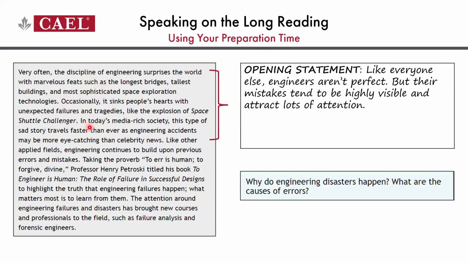So that might give you an idea to start talking like this. So you're not writing this down. You won't have time, but this is an example of a high level opening. Somebody might say, like everyone else, engineers aren't perfect, but their mistakes tend to be highly visible and attract lots of attention. Right? So whoever came up with that opening, I think it's effective because it now transitions into the disasters that we're going to talk about.